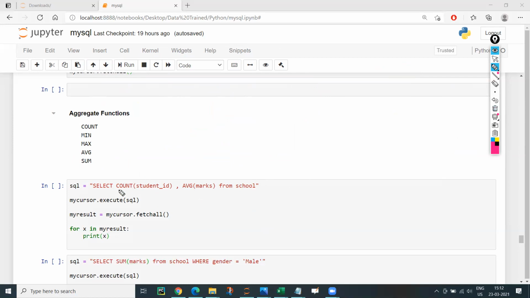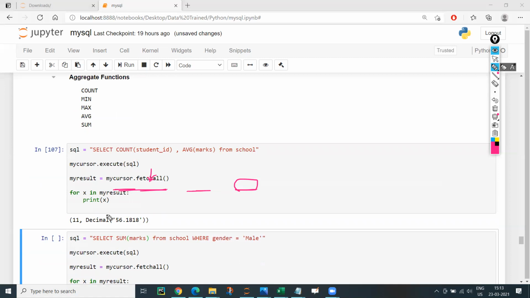Let's look into the aggregate functions one by one. Here, what I'm saying is: select count of what? Select count of student ID. How many students are there in this particular table called school? Count the students, and also find the average marks. Here I will get the count, and I can also use one more aggregate function in the same SQL. So I'm saying find the number of students and the average marks of this particular school. Let's execute this.